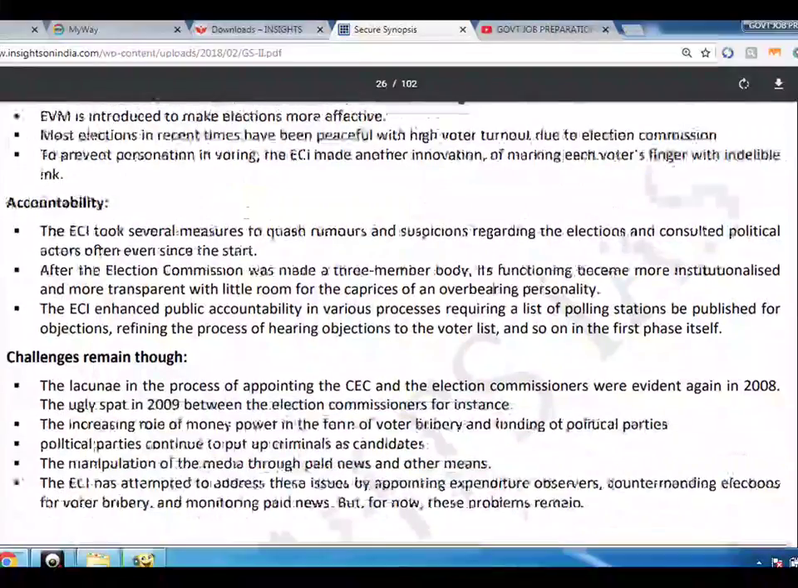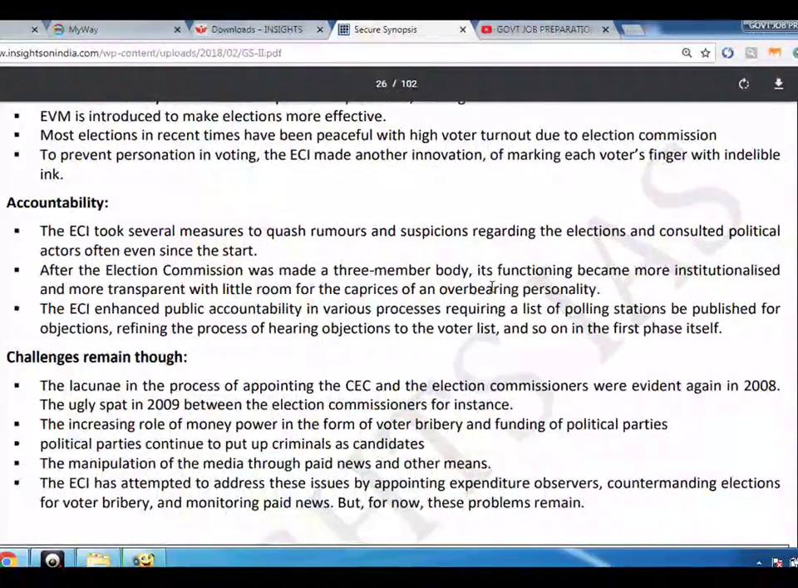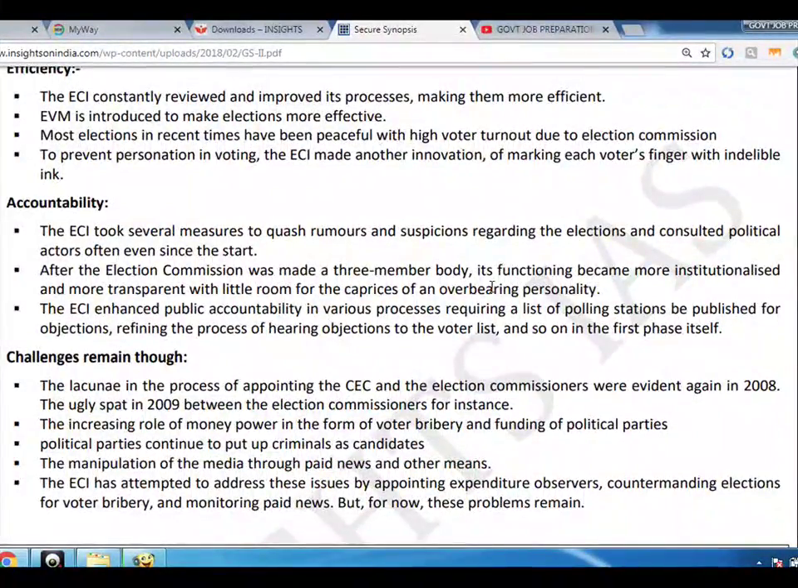Accountability. The ECI took several measures to quash rumors and suspicions regarding the elections and consulted political actors often, even since the start. After the Election Commission was made a three-membered body, its functioning became more institutionalized and more transparent, with little room for the caprices of an overbearing personality. The ECI enhanced public accountability in various processes, requiring a list of polling stations be published for objections, refining the process of hearing objections to the voter list, and so on in the first phase itself.